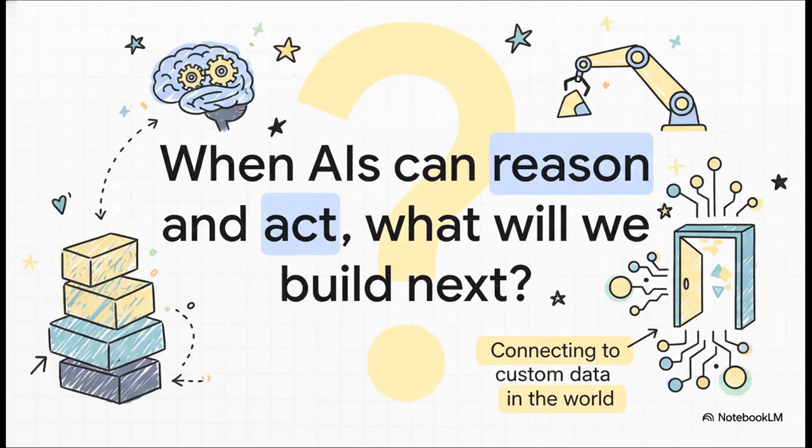So you see, LangChain isn't just about building smarter chatbots. It's providing the fundamental building blocks for autonomous agents that can reason and act. This is a huge leap, and it leaves us with one heck of a question to think about. When AIs can truly reason and act on their own, what are we going to build next?